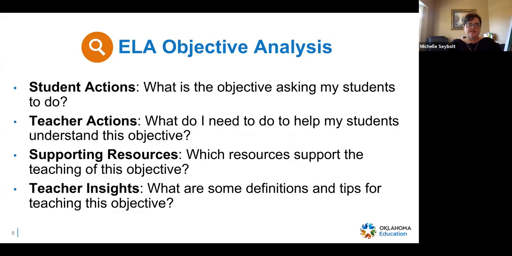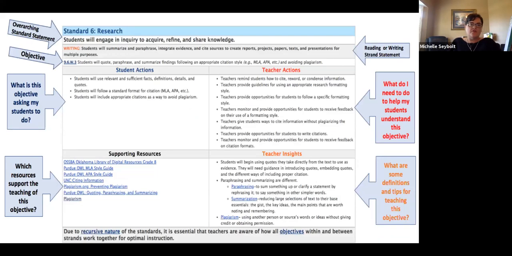The objective analysis is divided into four sections: the student actions, the teacher actions, supporting resources, and teacher insights. When you click on a grade level, you will come to a page that looks like this. The standard is at the top. This example is Standard 6 Research. The overarching standard statement is students will engage in inquiry to acquire, refine, and share knowledge. Then there is the objective.